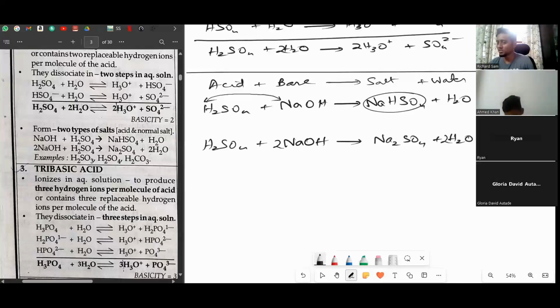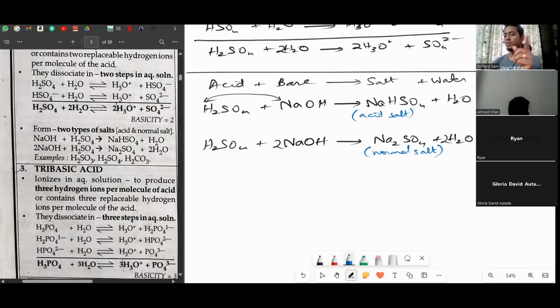Now, what is the salt that we got over here? See, this salt is not a normal salt. A normal salt is only supposed to have a positive and a negative. Here, this salt has positive sodium, negative SO4, and there's a hydrogen in between. So this salt is called an acid salt because of the hydrogen in between. And in the second reaction, the salt we get is a normal salt. A normal salt just has a positive ion and a negative ion, no hydrogen, no OH. An acid salt will have hydrogen in between the metal and the non-metal.